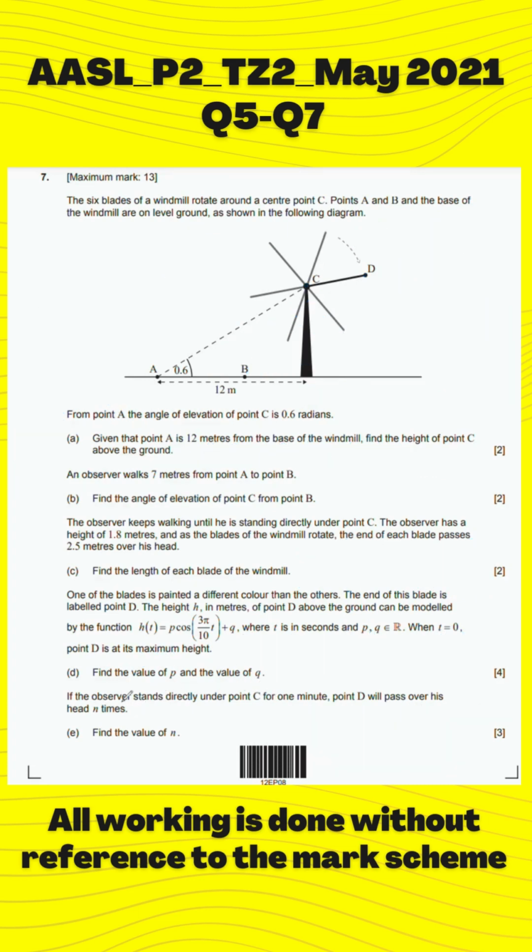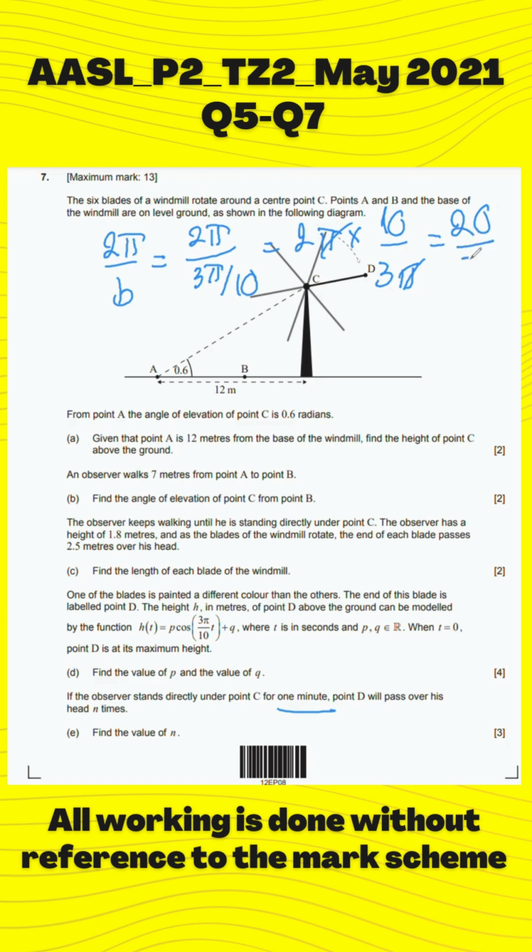Okay, now they ask for N, the number of times that point D passes over his head in 1 minute. Okay, so t in here is in seconds. The formula to find the period of this one will be 2 pi over b, which is 2 pi over 3 pi divided by 10. So 2 pi multiplied with 10 divided by 3 pi. Simplify, which will be 20 over 3. So it will take 20 over 3 seconds to complete one cycle. So in 60 seconds, it will be 60 divided by 20 over 3. So 60 multiplied by 3 divided by 20. Simplify. 3 times 3 is 9. So N will be 9.